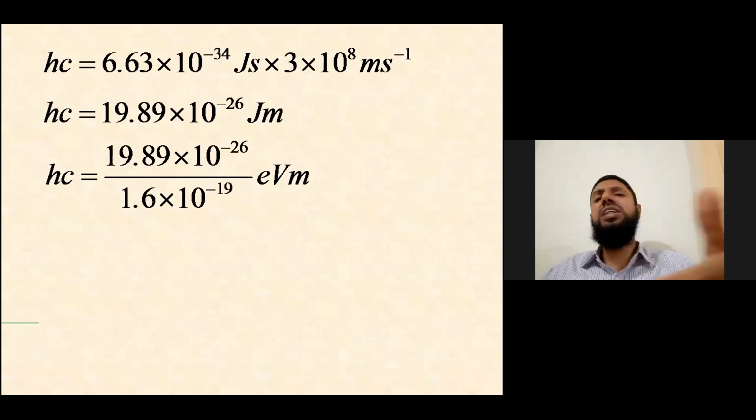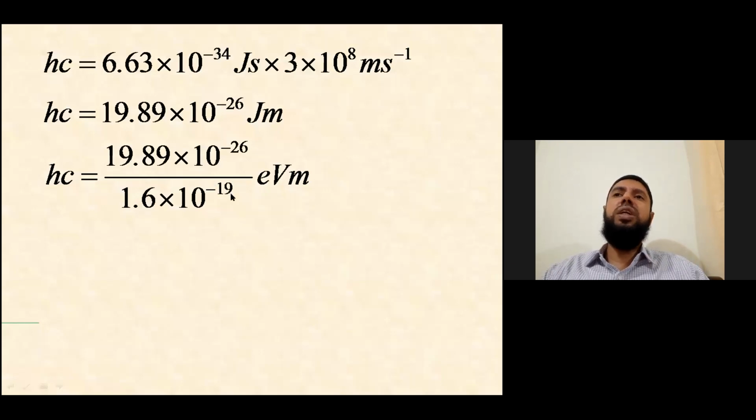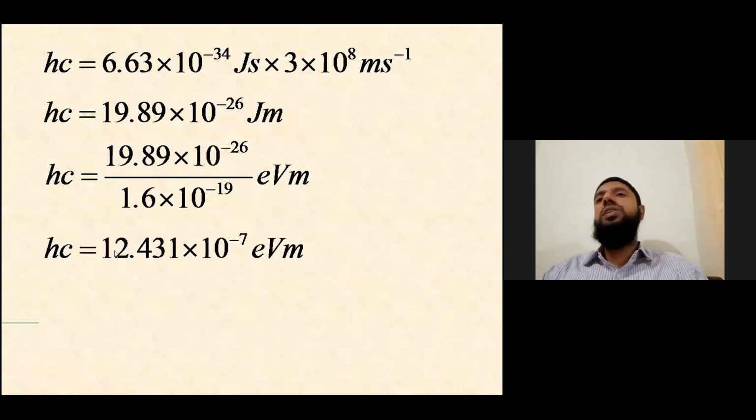If I want to convert joule into electron volt, I will divide it by 1.6 into 10 power minus 19. You will make use of this in so many chapters, in dual nature, in atom. You will make use of this conversion, converting joule into electron volt. The energy conversion unit is 1.6 into 10 power minus 19. Then the value of hc is 12.431 into 10 power minus 7 electron volt meter.